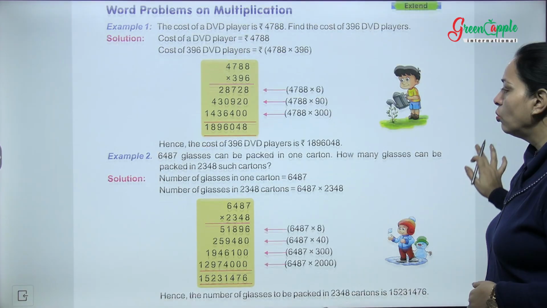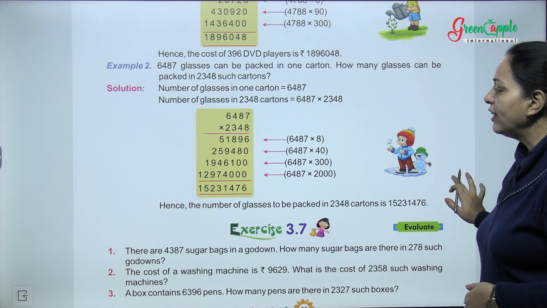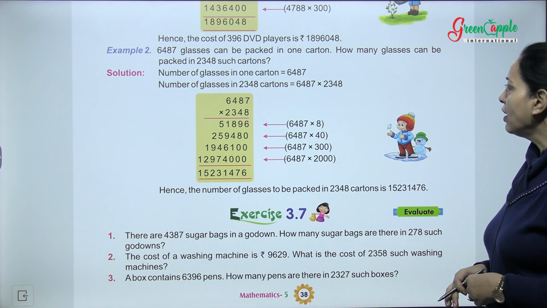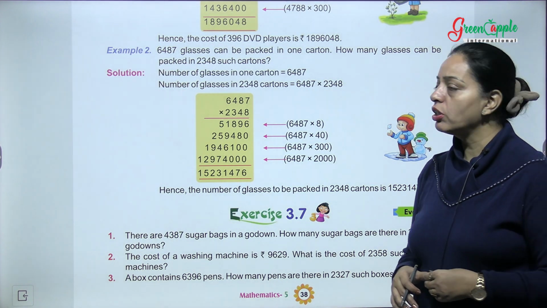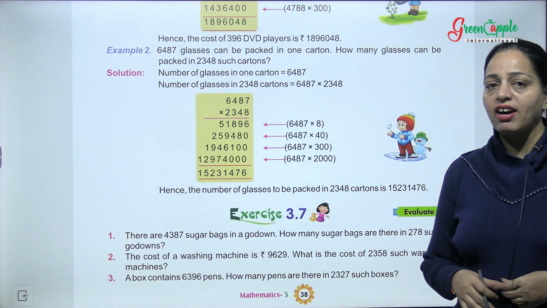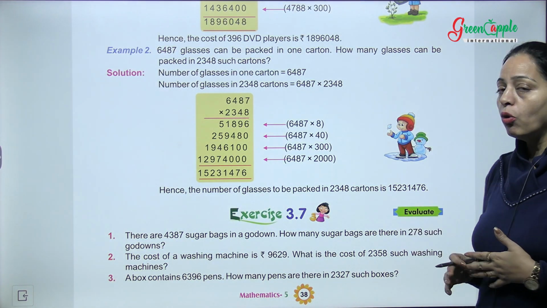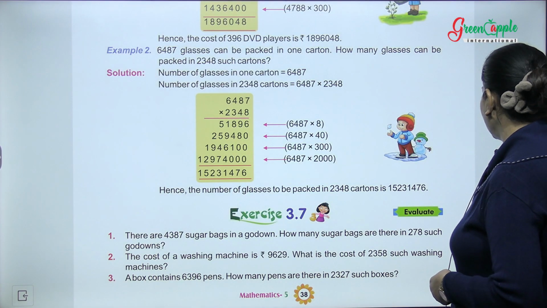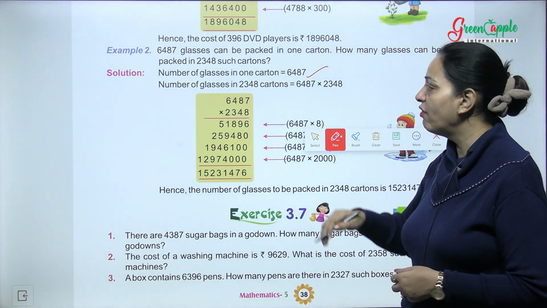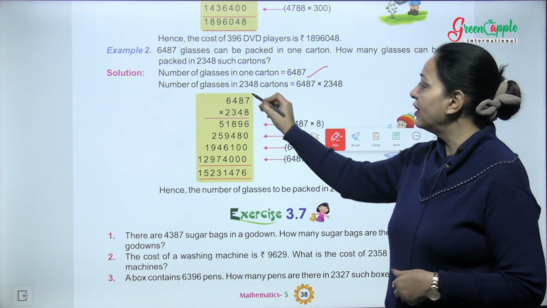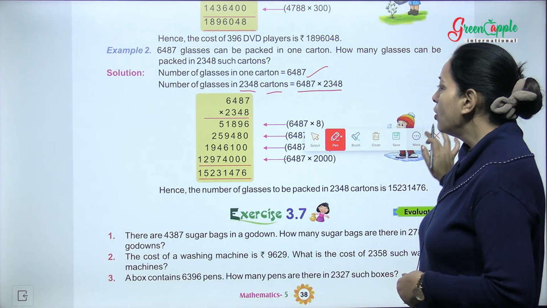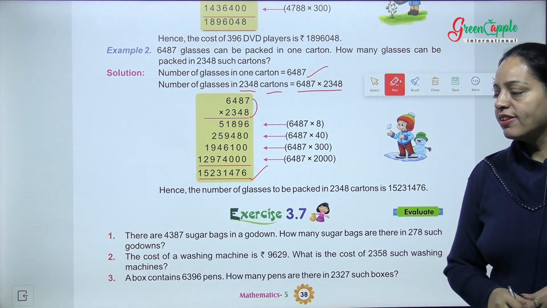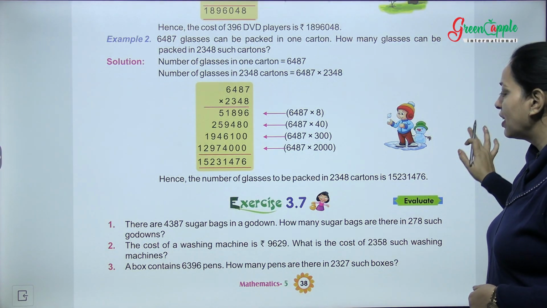Now example 2, 6487 glasses can be packed in one carton. So how many glasses can be packed in 2348 such cartons? So it means more के लिए multiply. So number of glasses in one carton is 6487 and number of cartons is 2348, multiply. So we can multiply these two numbers. So this is the answer, right? I hope this is clear to you.